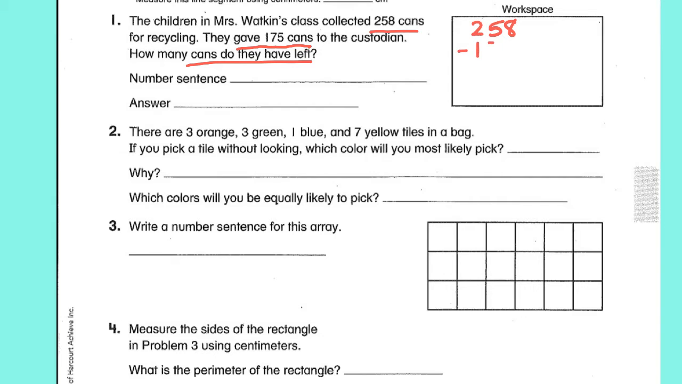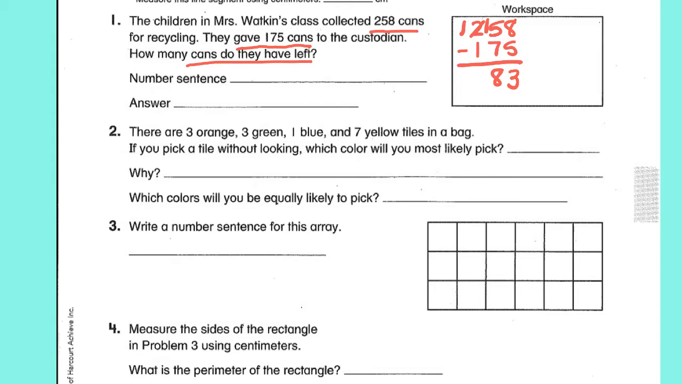minus 175 because they gave 175 away. And let's subtract. 5 from 8 equals 3. Cannot take 7 from 5, so we're going to cross out that 2, put a 1 and a 1 in front of the 5. So 15 minus 7 equals 8. 1 minus 1 is 0, so the answer is 83.